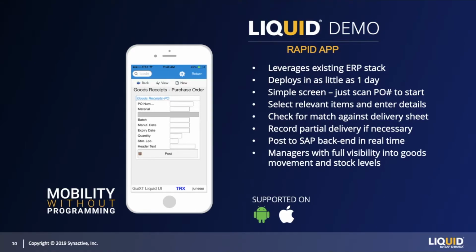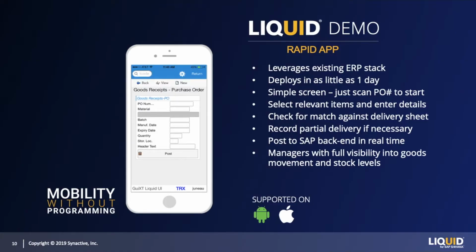But again, this falls into the buy category. So this is plug and play. The Direct Connect represents stock, standard, unmodified SAP GUI screens. Rapid apps are apps that have been customized for a specific purpose, and they're based on common business processes, in this case, the goods receipt process. So again, this particular Rapid app that I'm going to demo, our goods receipt app, leverages your existing ERP stack, and it can deploy. It's really plug and play. It can deploy in as little as a day.